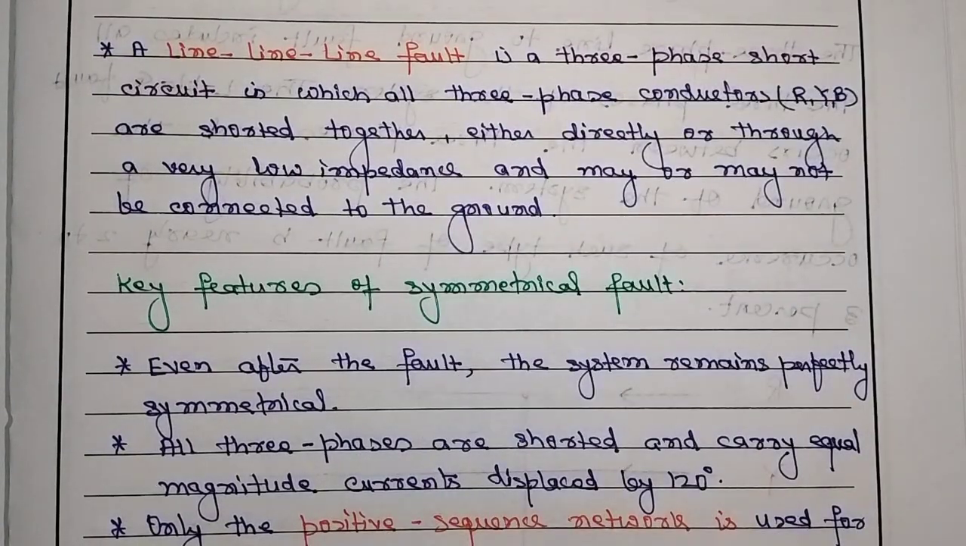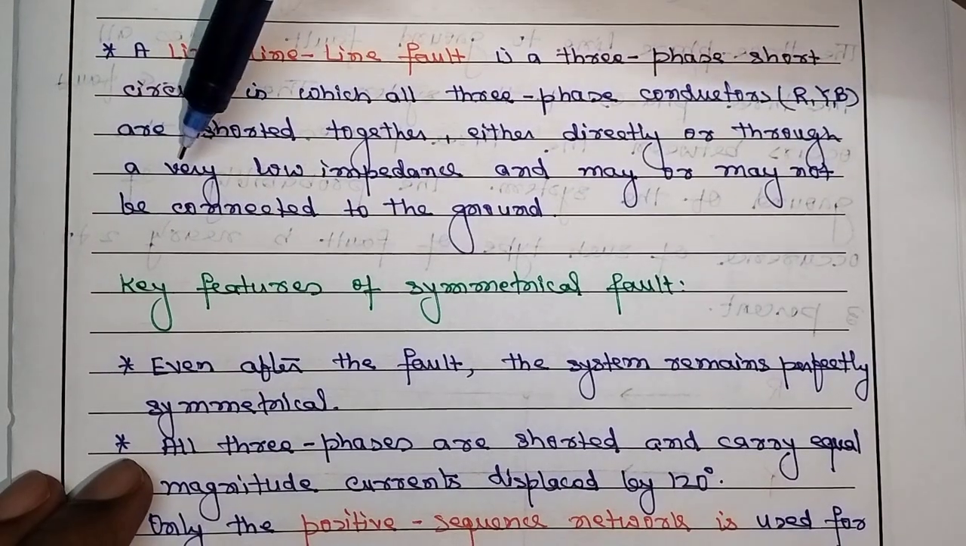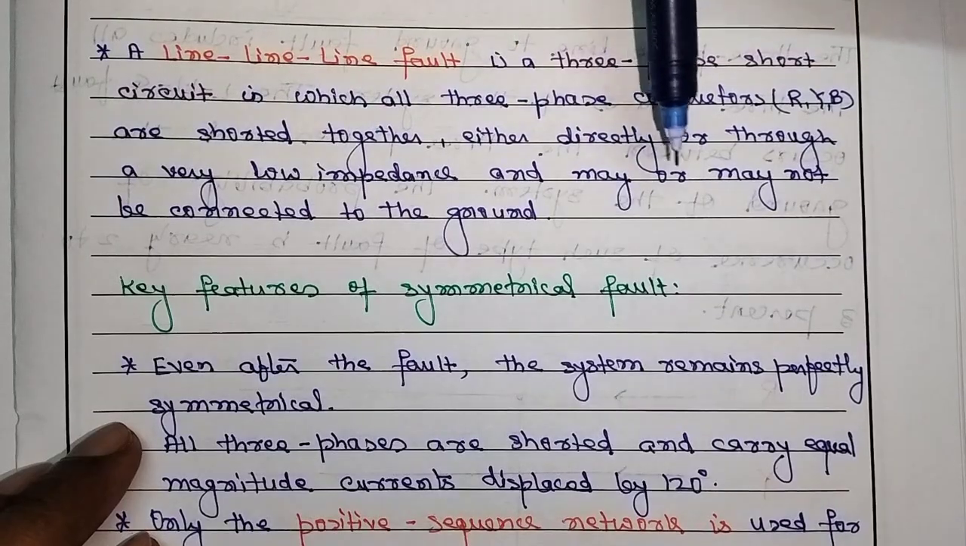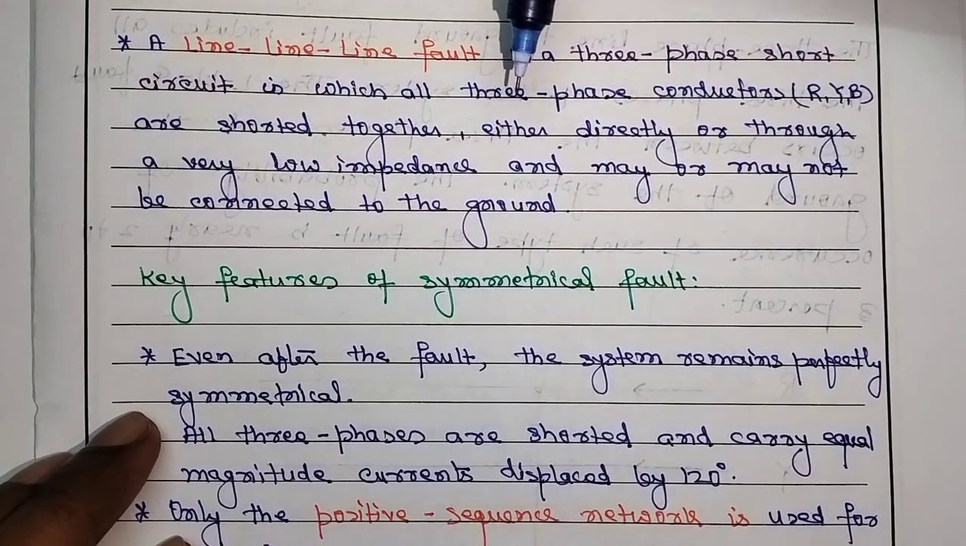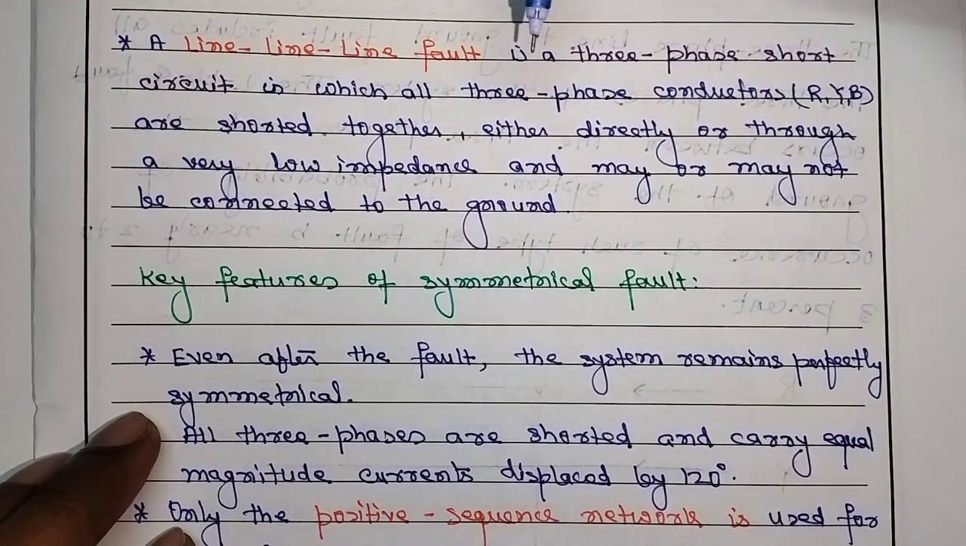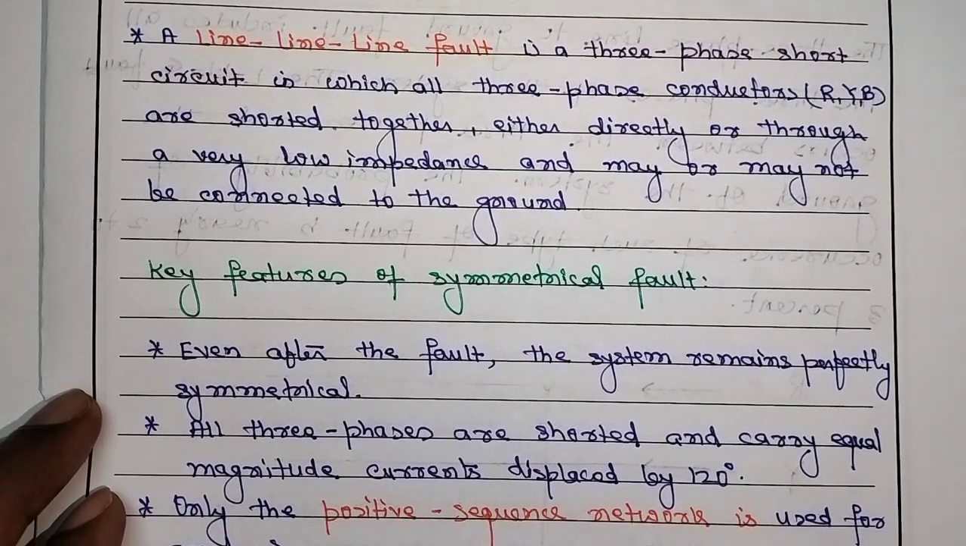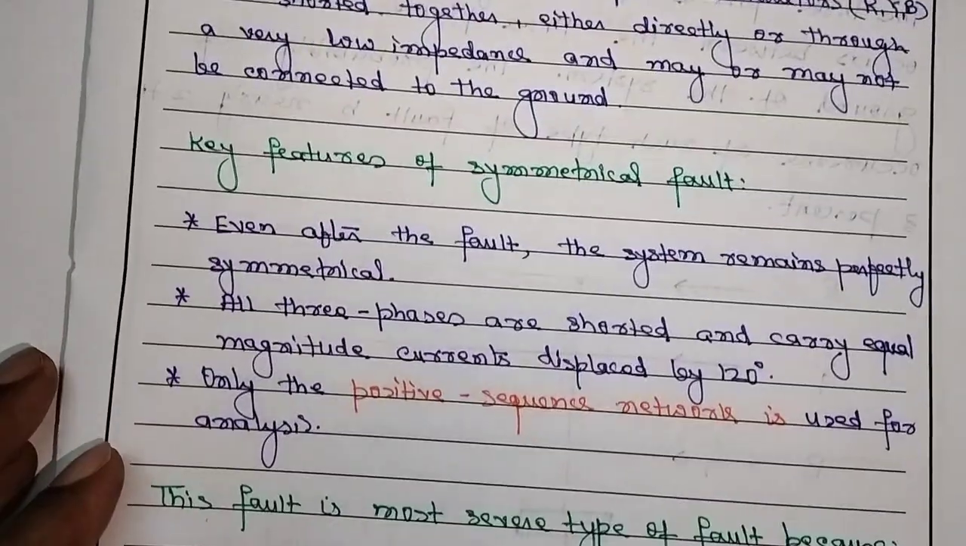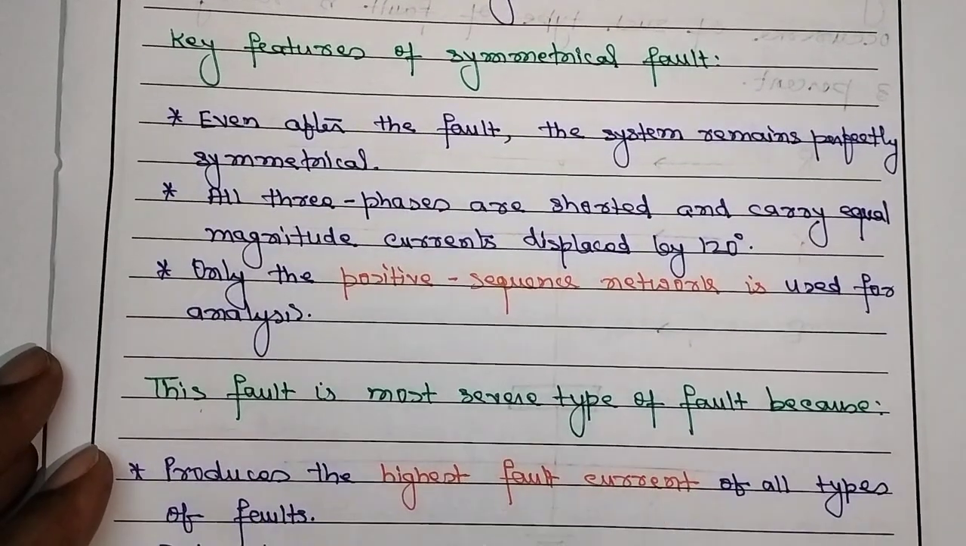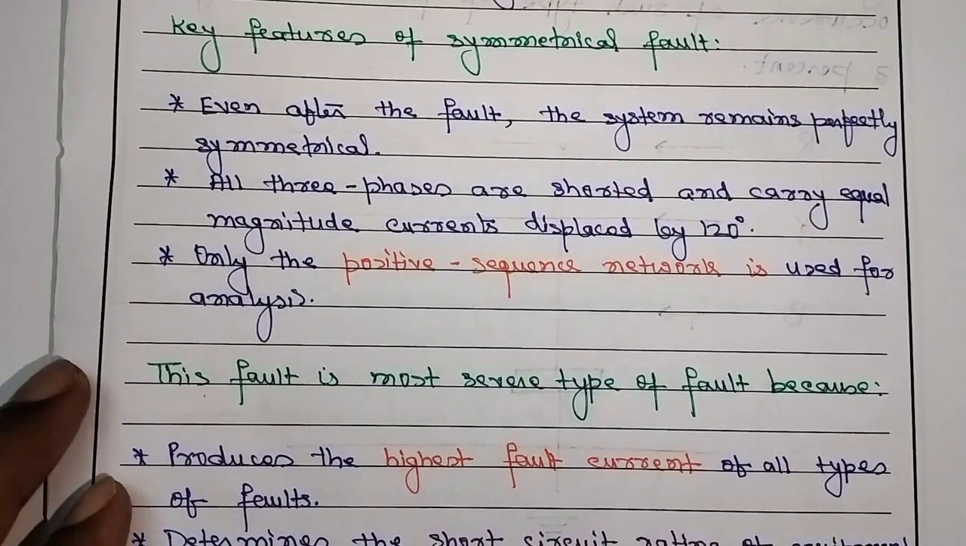Next point: it has a very low impedance and may or may not be connected to the ground. It is not connected to the ground in the case of the line to line to line fault. Only the line conductors are involved in such type of faults.